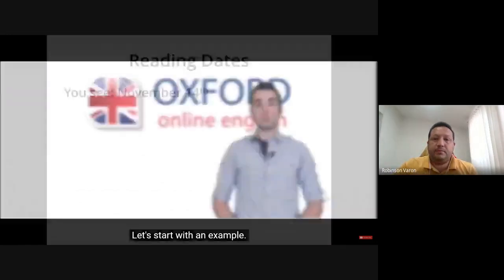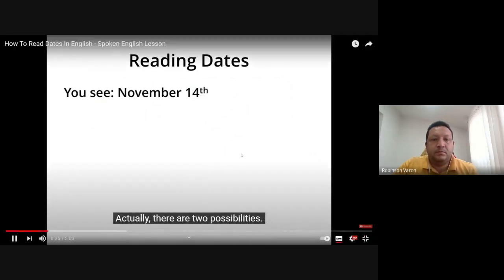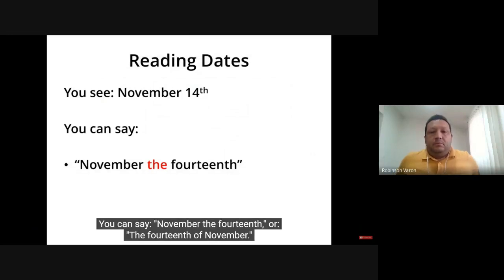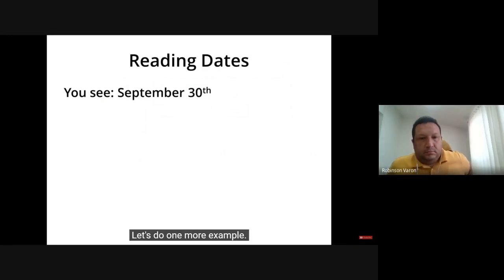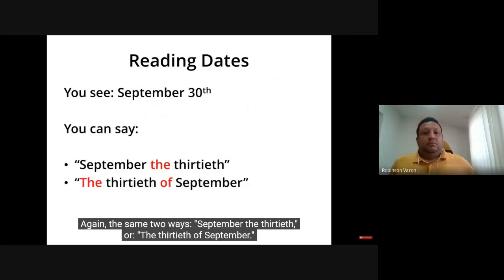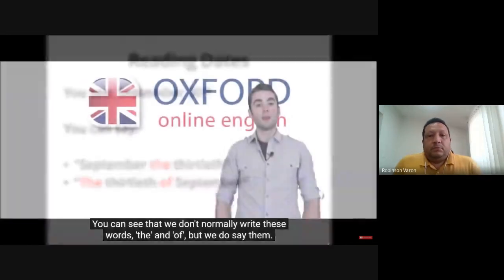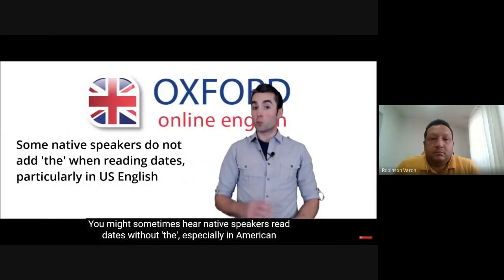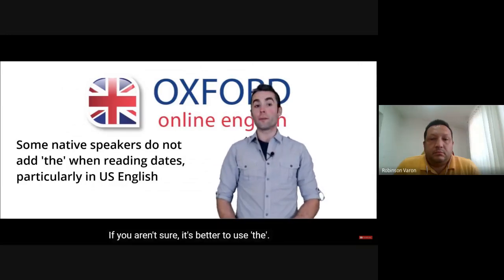Let's start with an example. So you see this. How can you say it? Actually, there are two possibilities. You can say November the 14th or the 14th of November. Let's do one more example. You see this. How can you say it? Again, the same two ways. September the 30th or the 30th of September. You can see that we don't normally write these words, the and of, but we do say them. You might sometimes hear native speakers read dates without the, especially in American English. If you aren't sure, it's better to use the.